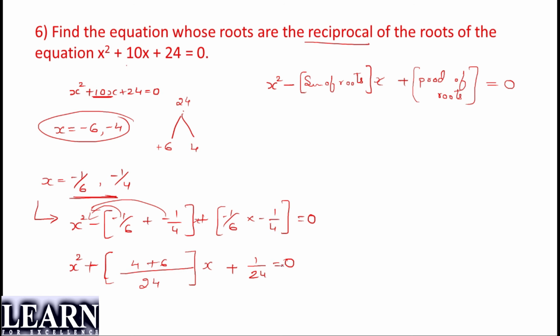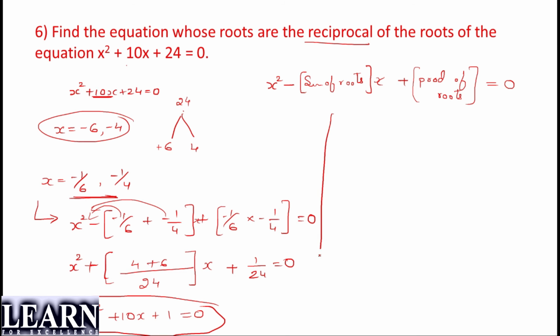So now here we have 24 in the denominator, so we have to take it as numerator, or we'll just multiply it with 24. So I'll get the answer as 24x square plus 10x plus 1 is equal to 0. This is how we can solve it by generalized method.